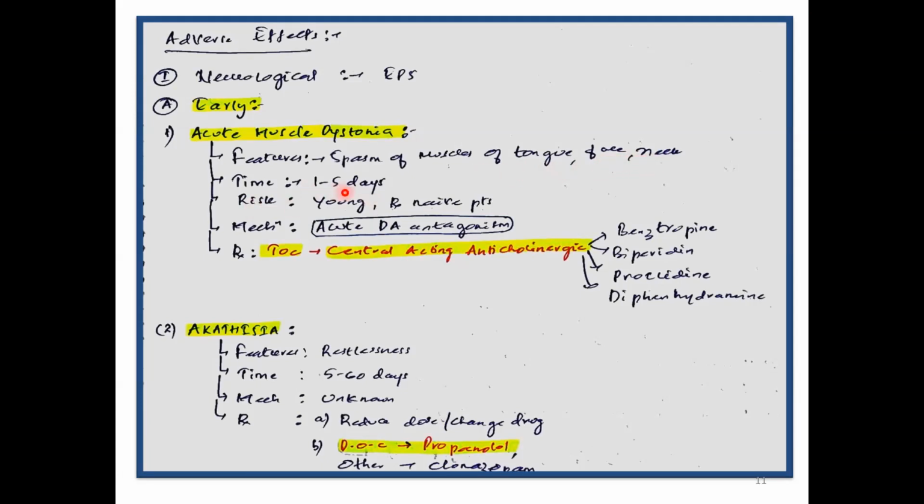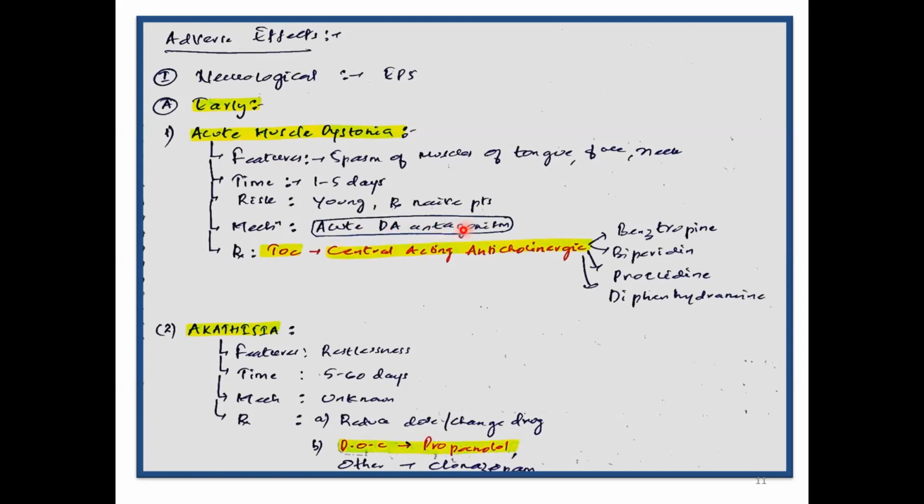If you see the time duration, once again, it can be an important point to remember. It starts between 1 to 5 days after initiation of therapy. It starts as early as within 1 to 5 days of therapy, and is usually seen in the younger population and those who are new to the treatment, that is, treatment-naive patients. The mechanism attributable for this is acute dopamine antagonism.